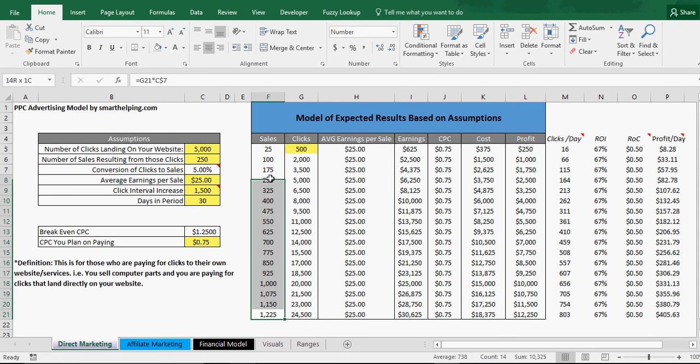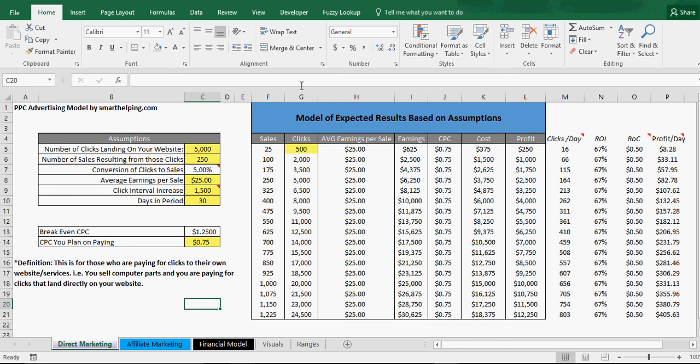And you've got your sales over here. And this is, again, just multiplying the conversion by the clicks. This is all automatically running off of this input here. Your earnings, cost per click, actual cost, profit. So it's pretty simple from there. Once you know how this is working, you can see all this information auto updates.